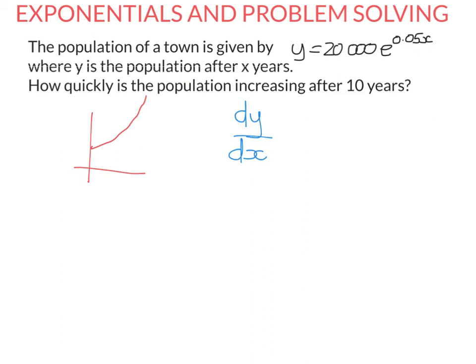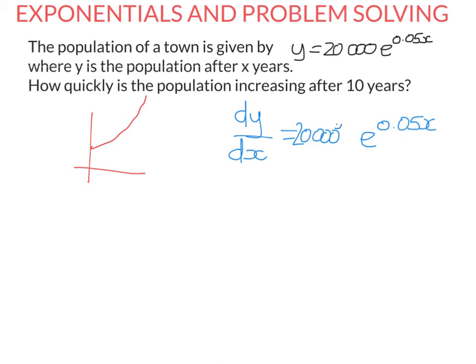So hopefully you remember from previous videos that to differentiate something that has e to the power of something, what we do is we leave the e and the power alone. So I'm just going to write e to the power of 0.05x. That part stays the same. Also if you have a constant out the front, that stays the same. When we're differentiating the e's though, you need to remember to multiply by the derivative of the power. So the power is 0.05x. The derivative of that is just 0.05.